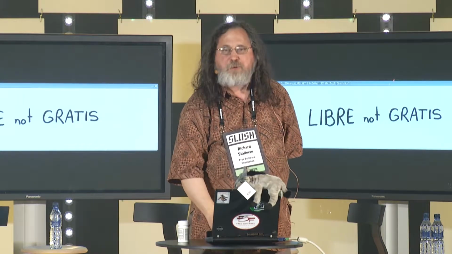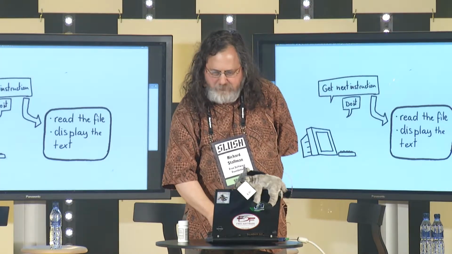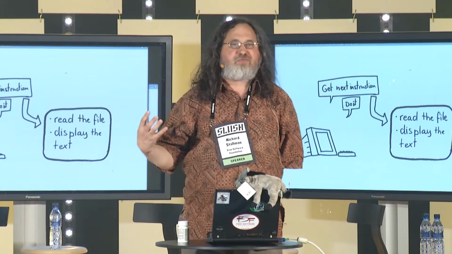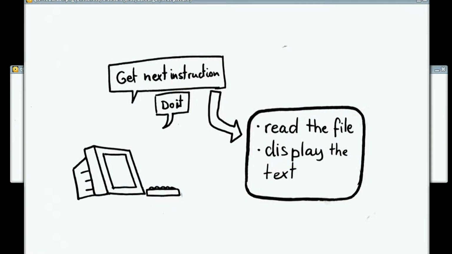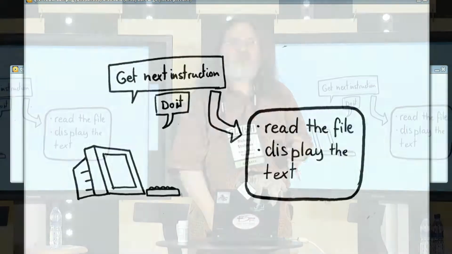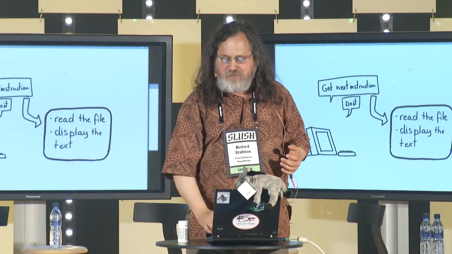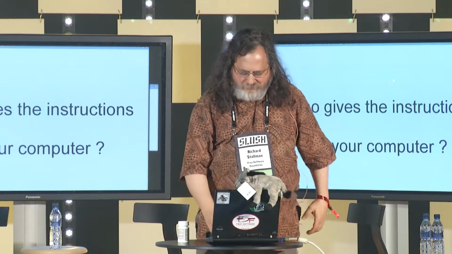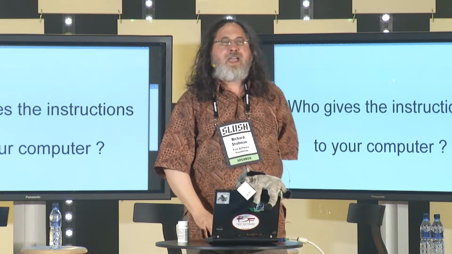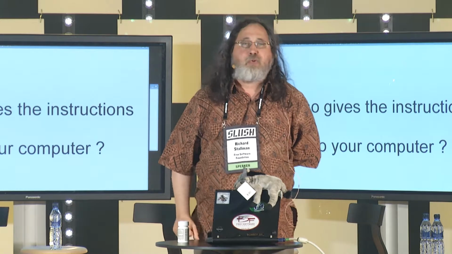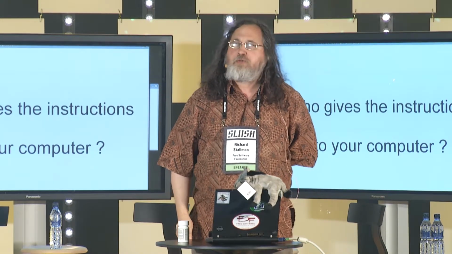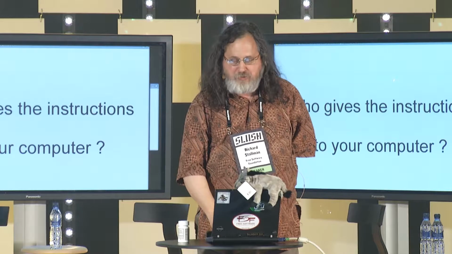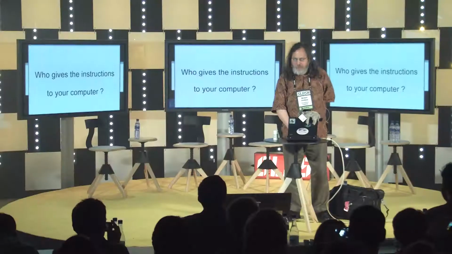So basically, what is a computer? A computer is a machine that is, in principle, very simple. It gets an instruction, it executes the instruction, and it does that over and over. With the right set of instructions, you can make the computer do almost anything. So who is giving the instructions to your computer? That's the question that affects ethics, the political question of freedom versus power in the use of computers. That's what free software is about.